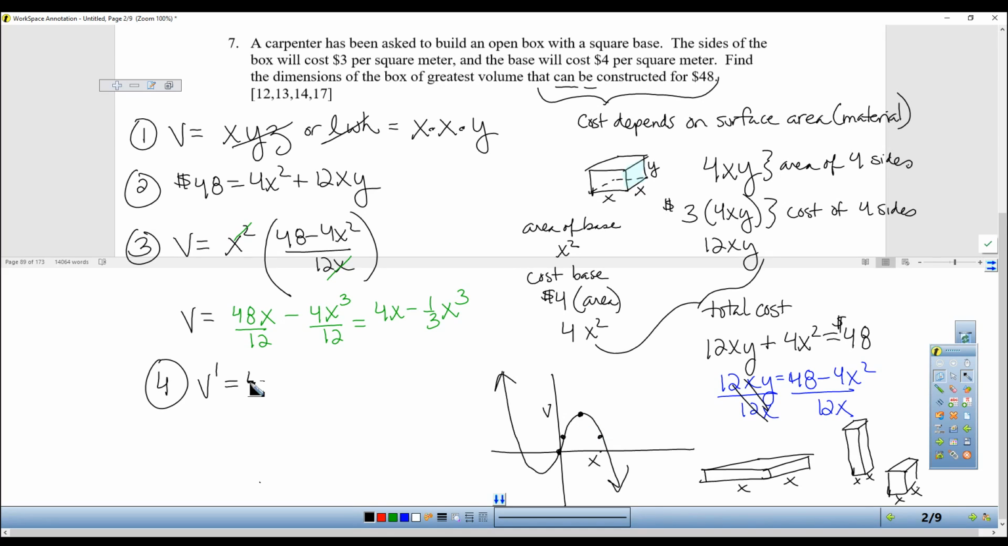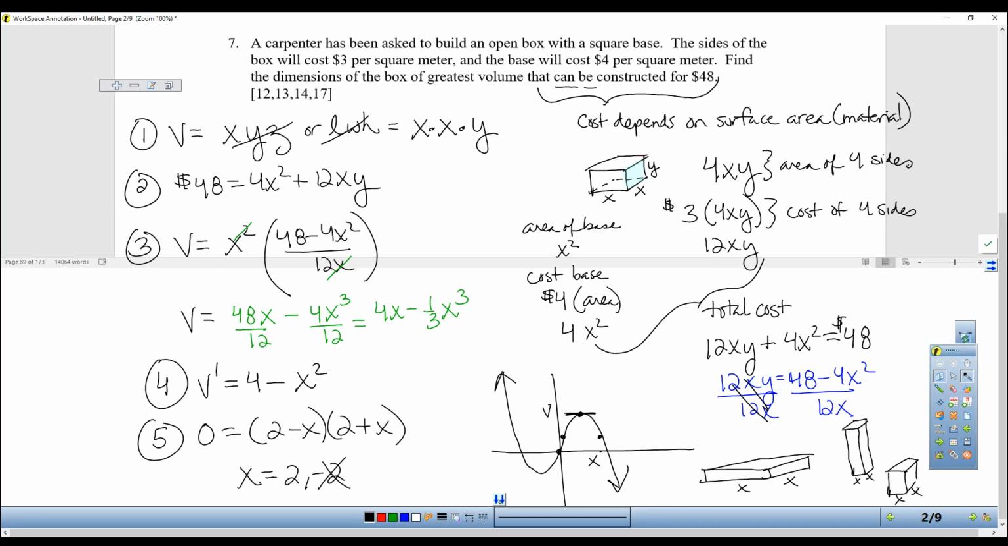I take the derivative, 4 minus the 3 and the 1/3 cancel, x squared. I set the derivative equal to 0 because right there the slope of my curve is 0. 2 minus x, 2 plus x. So x is either equal to 2 or negative 2. But it's the length of the base, so it's not the negative 2.